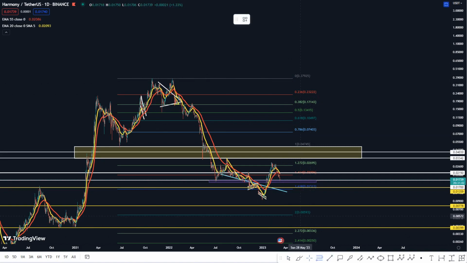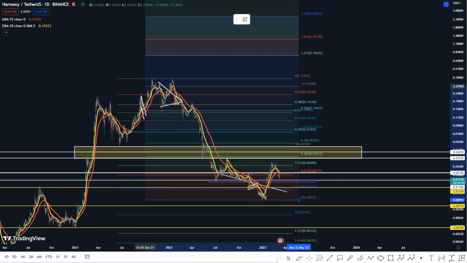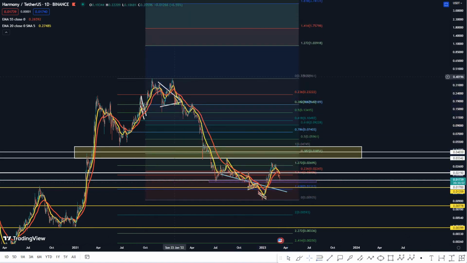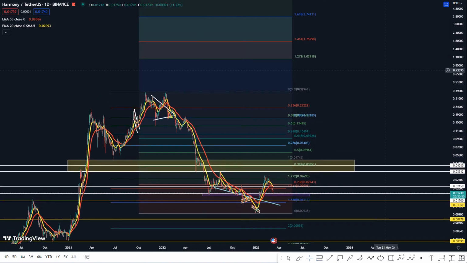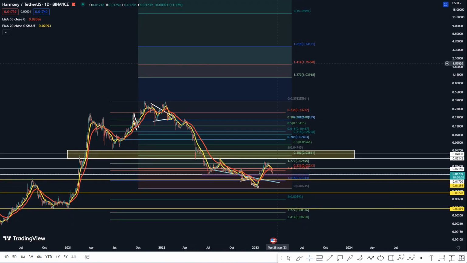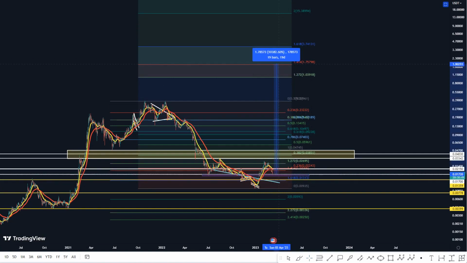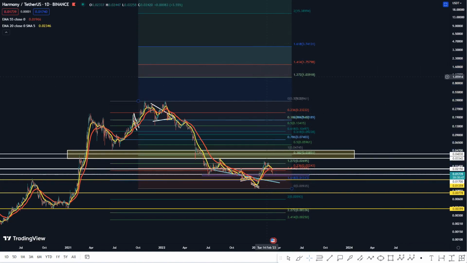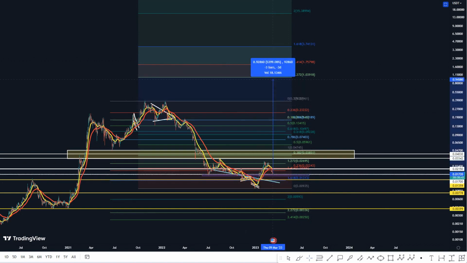You can wait until we get to the bull market and we start seeing price discovery for Harmony One, for example, from the low that we printed in January this year to the swing high in January 2022. The 1.414 here is sitting at $1.75. That's a 10,000% move to the upside. The 1.272, which is the minimal target, is sitting at $1.04.